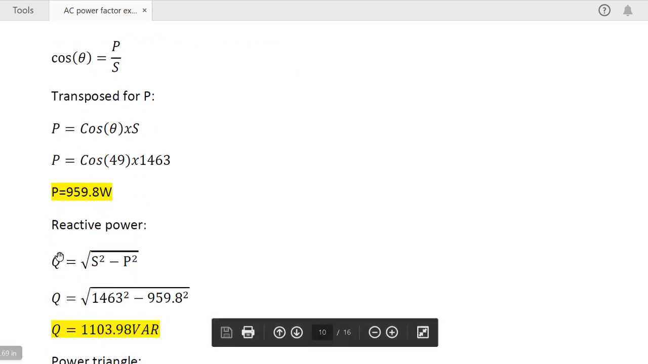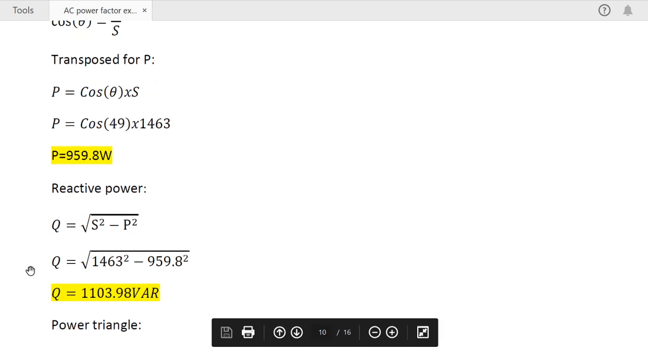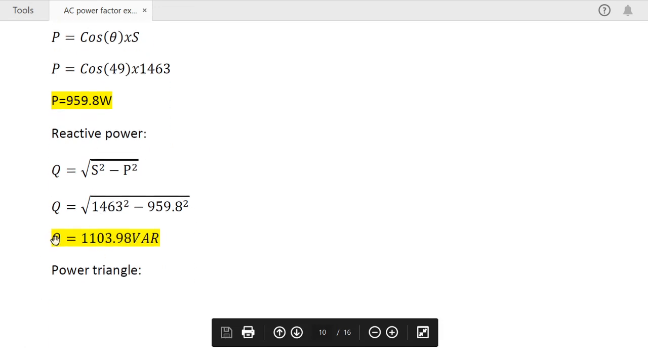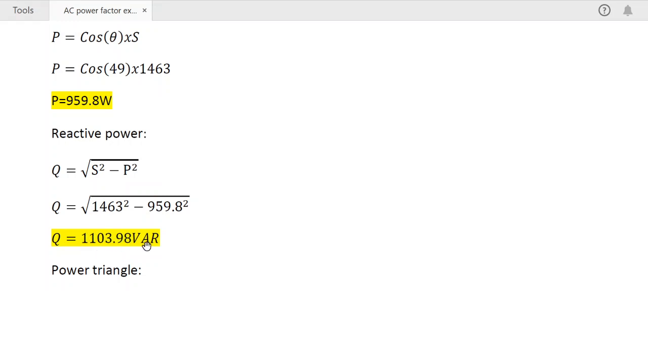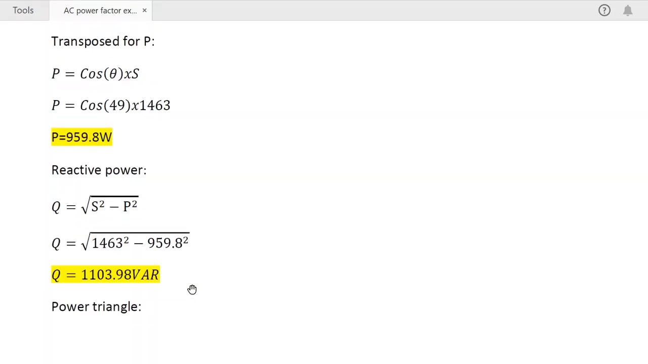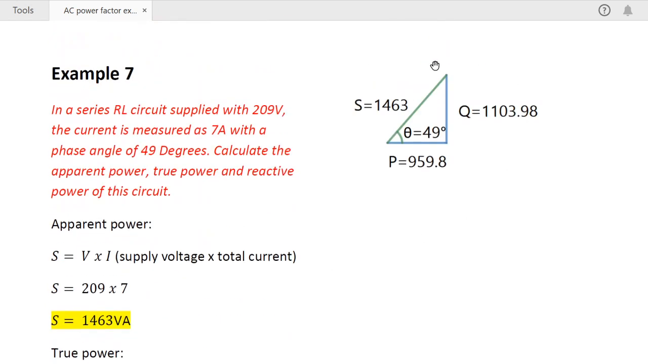And then for our reactive power, we just use Pythagoras again. I've said that 100 times already, I won't say it again. To get a Q of 1,103.98 VAR, which gives us a power triangle that looks like this.